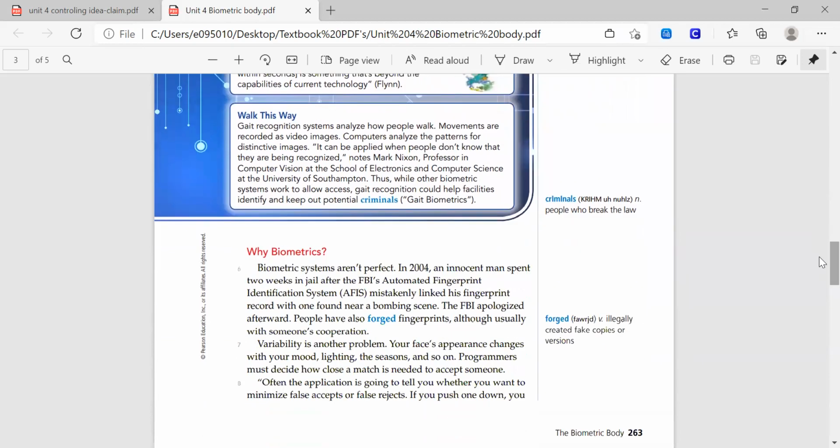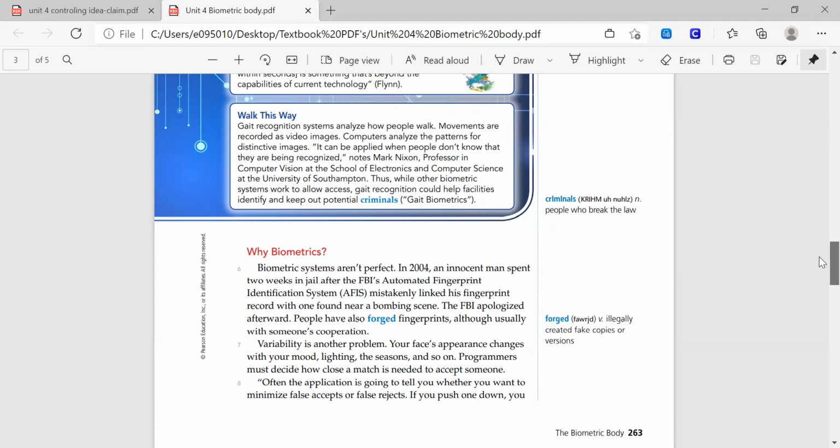Walk this way. Gait recognition systems analyze how people walk. Movements are recorded as video images. Computers analyze the patterns for distinctive images. It can be applied when people don't know that they are being recognized, notes Mark Nixon, professor in computer vision at the School of Electronics and Computer Science at the University of Southampton. Thus, while other biometric systems work to allow access, gait recognition would help facilities identify and keep out potential criminals.